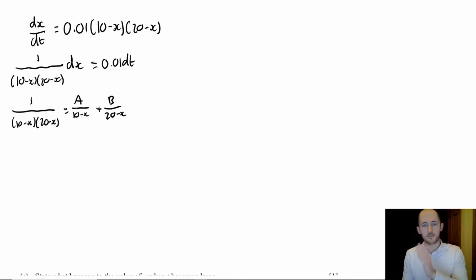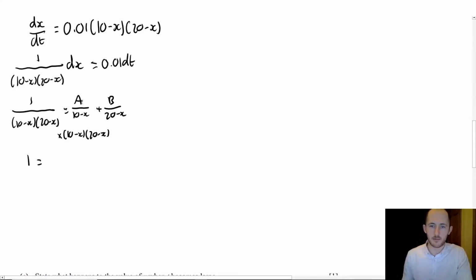Then we times through by the denominator of the left hand side, so 10 minus x, 20 minus x. On the left hand side we're left with 1. If we times the whole thing here by 10 minus x, the 10 minus x is cancelled, so we're left with a(20 minus x) plus b(10 minus x). And then solving this should hopefully be relatively okay.